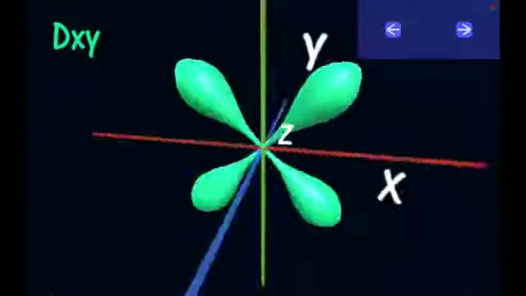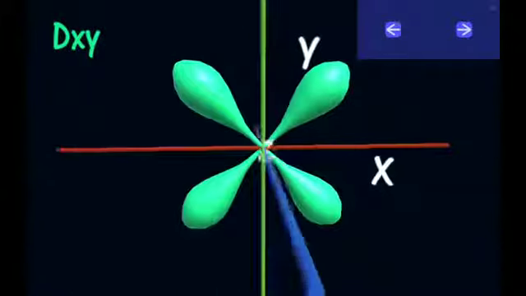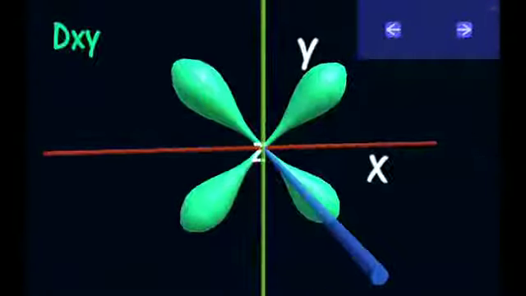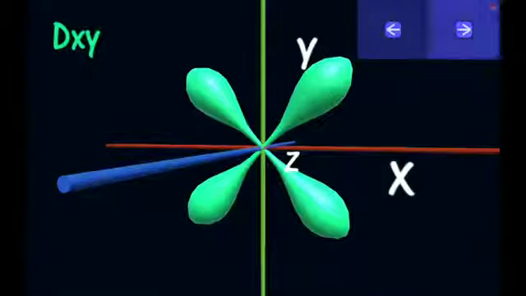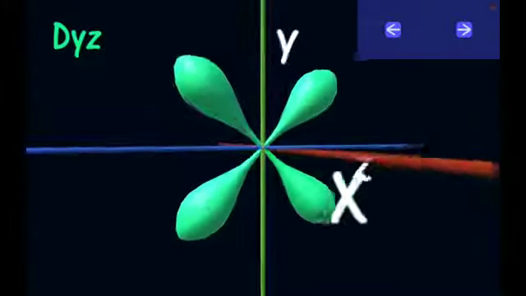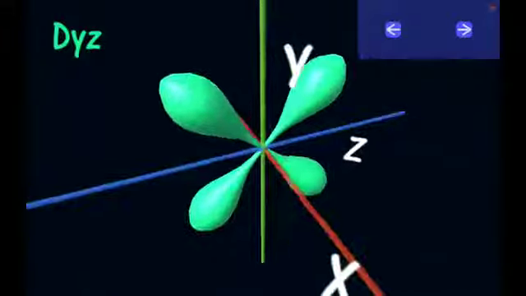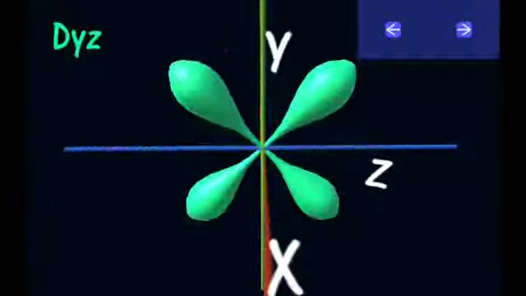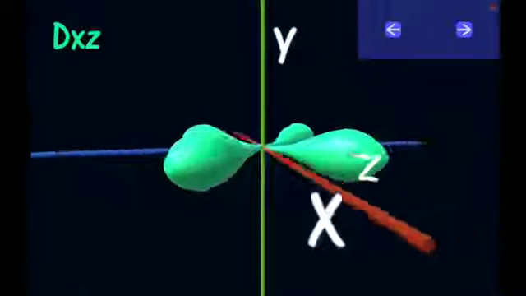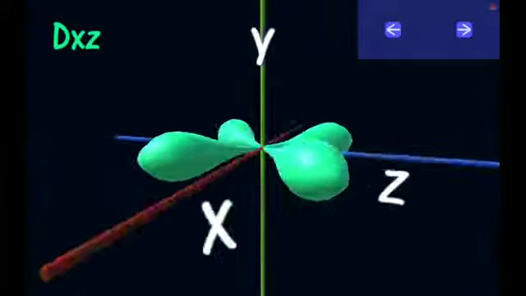You can see along the z axis there is no probability of finding the electron. So this is dxy. The red colored rod shows the x axis, the green colored rod is the y axis and the blue colored rod is the z axis. Now we have dyz. This is along the yz plane, and along the x-axis there is no electron probability. Now this is dxz. This is on the x and z plane, and along the y-axis there is no probability of finding the electron.